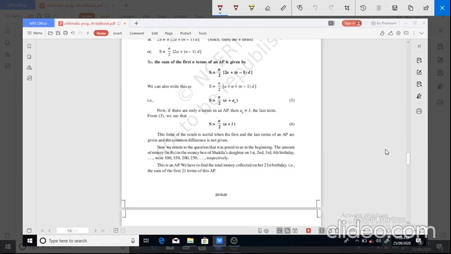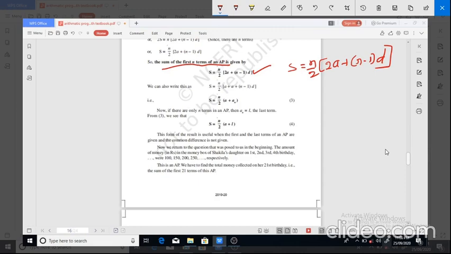So you are learning a new formula, the sum of n terms of an AP. This is the formula: S equals n by 2 into 2a plus n minus 1 into d. This is the new formula. We use this when finding the sum of n terms.